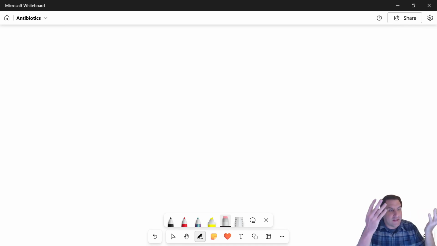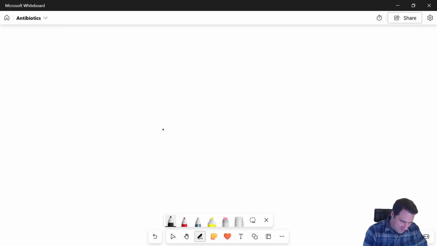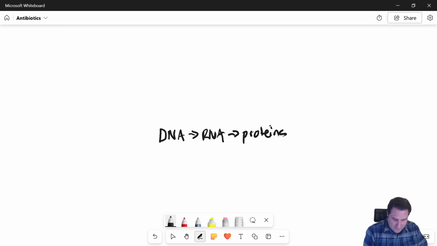The way I like to think about antibiotics is: how do I kill these things that are trying to kill my patients? We'll start by reviewing the central dogma of cell biology, and that is DNA goes to RNA, and this goes to proteins. And what do proteins do? Well, they do lots of stuff. Not the most thorough review of cell biology, but that's fine.